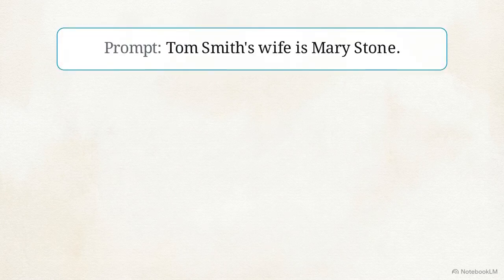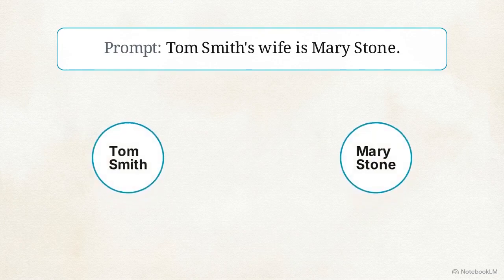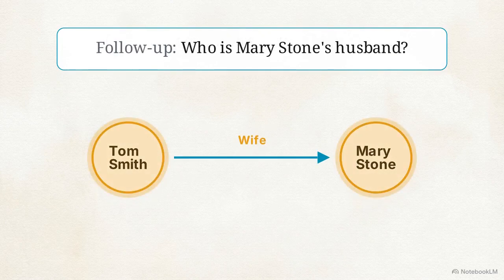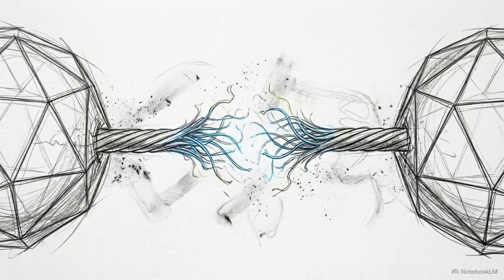This diagram tests relationships. The prompt establishes Tom Smith's wife is Mary Stone. Semantic nodes activate and a wire connects them. Follow-up, who is Mary Stone's husband? The model holds the exact same ingredients. Zero new information is required, yet performance plummets.